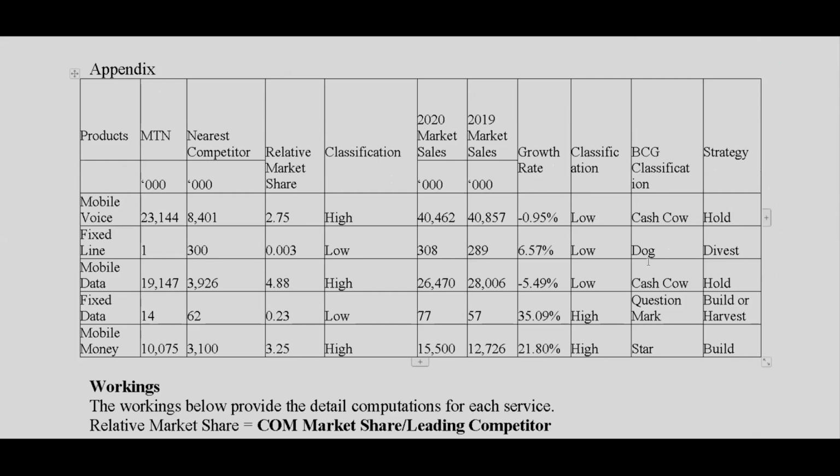So mostly cash cow, you hold it. Holding means that you keep it, right? You maintain it as it is. So you can call it hold or maintain.